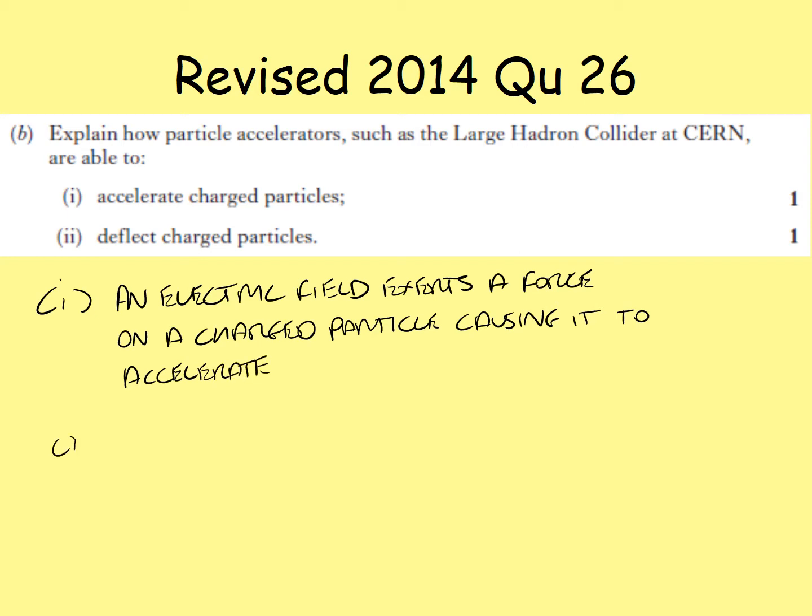In part 2, in order to deflect the charged particles, we use a magnetic field. So a magnetic field is used to deflect or change the path of a charged particle.